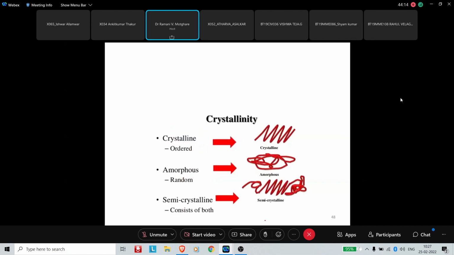Then crystallinity. This is ordered crystalline polymer. This is amorphous random material. And then semi-crystalline will be both random as well as crystalline like this. The middle part is crystalline, the end parts are amorphous.